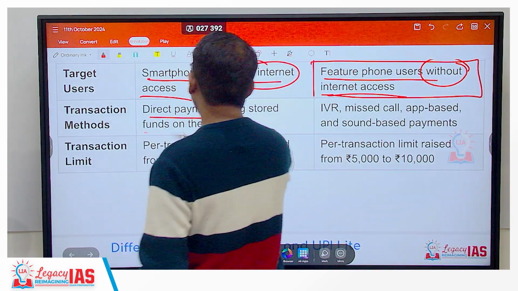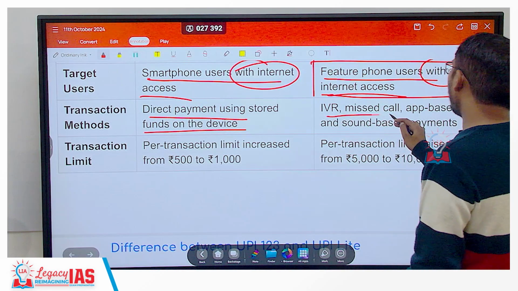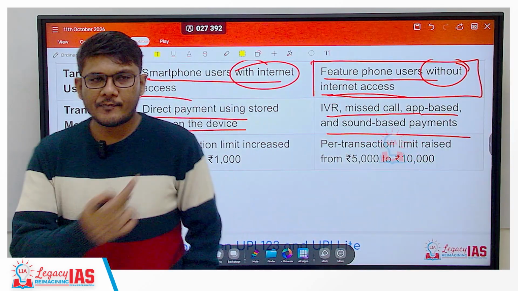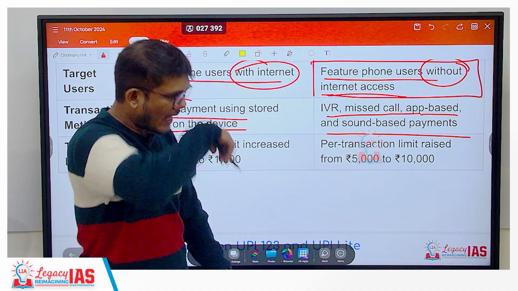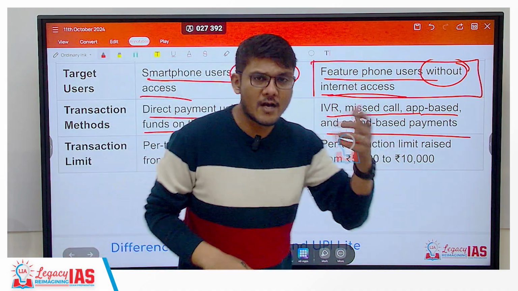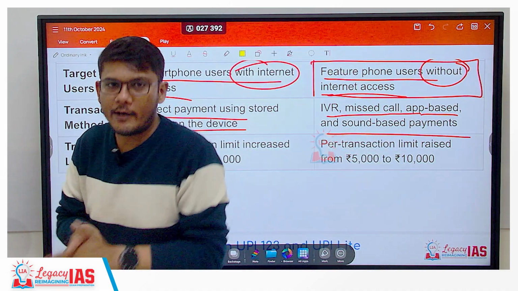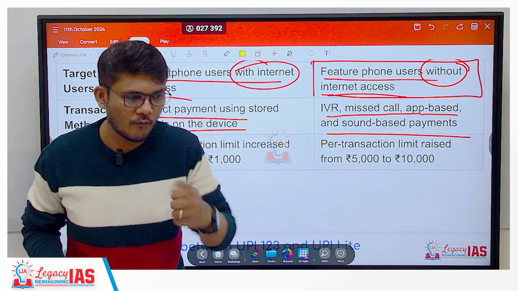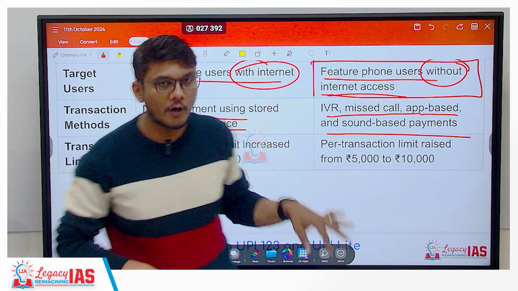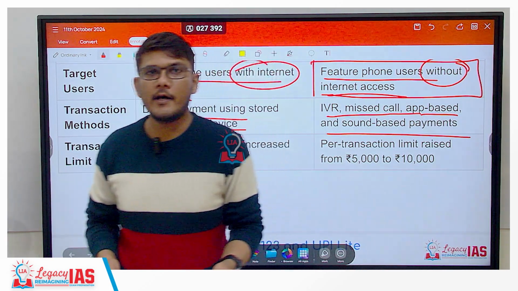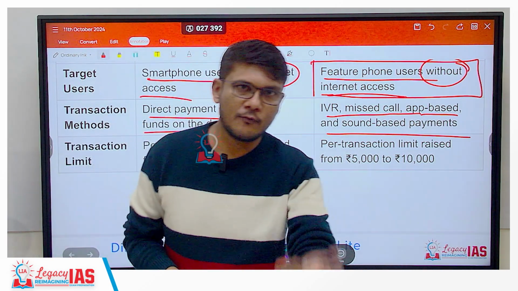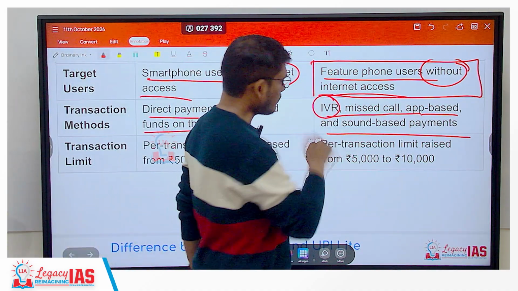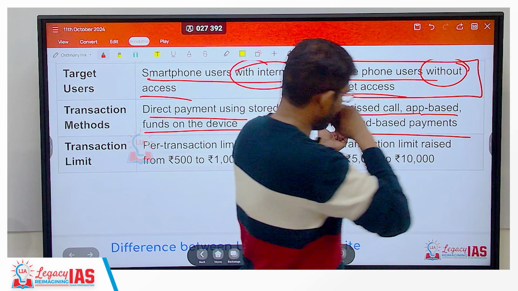Direct payment using stored funds on the device, IVR, missed call, app-based and sound-based payments, of course. See, what do we mean by this IVR and all? IVR is, you make a call, you will get a recorded voice, and then that voice will ask you, if you want to make payment, click on 1. If you want to do this, click on 2. Then enter the account number, enter the amount. For confirming, press 0, press hash. That is IVR. Okay. Voice recording system that is there.